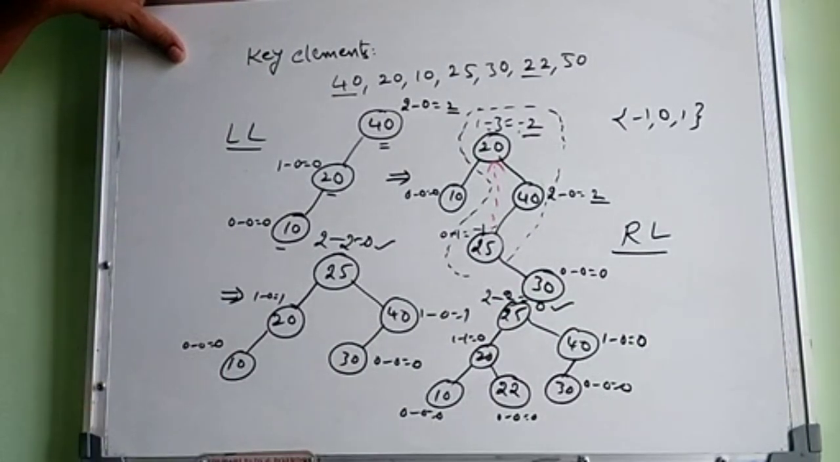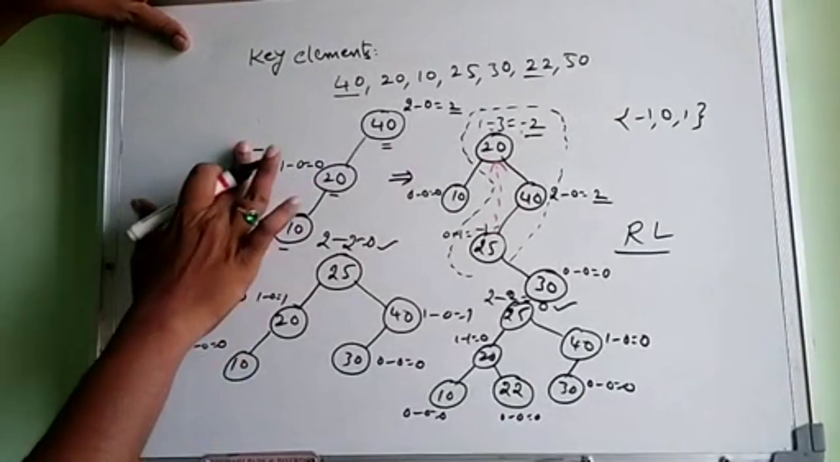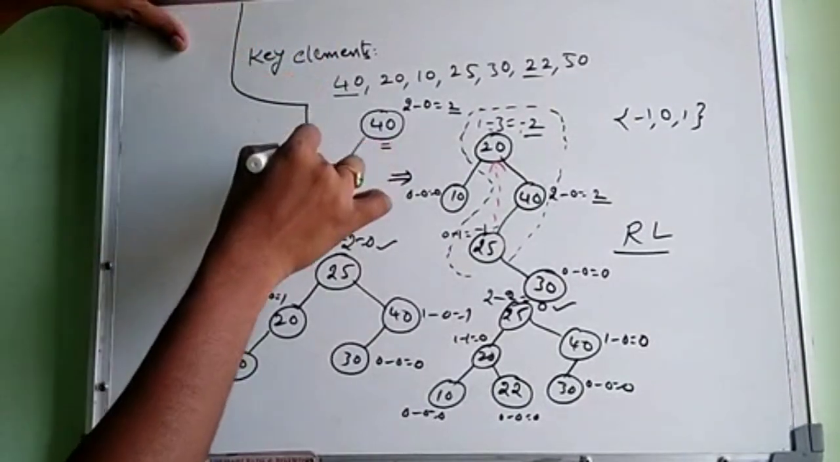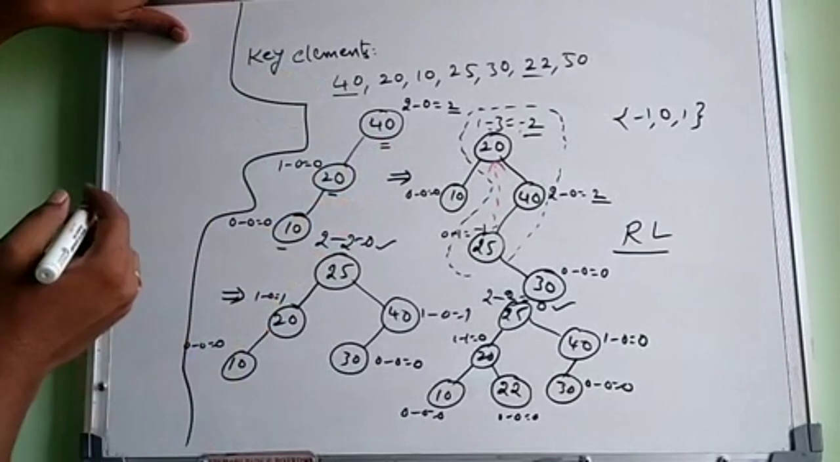So the last node is 50. Okay, where can I add 50? So no place. So I add a 50 node in this position.